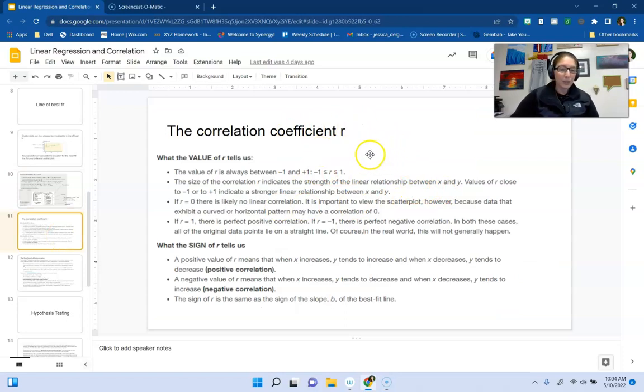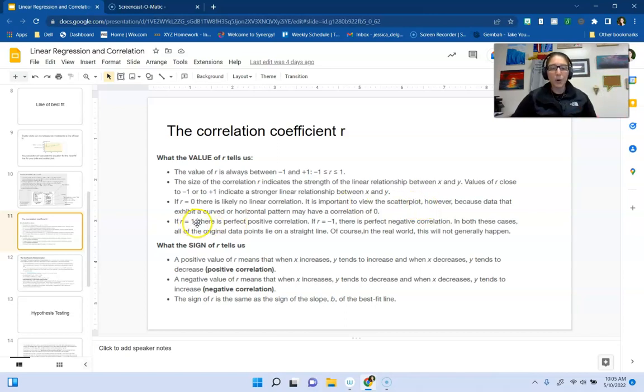All right, we also need to know about this correlation coefficient, this R. So first off, R is always between -1 and +1, always. The size of R indicates the strength of the relationship. Values of R close to -1 or 1 indicate a super strong relationship. If R is equal to 0, there is no relationship. R equal to 0 was that scatter plot where the dots were just everywhere and it looked like somebody splattered paint on the wall. That's R equals 0.